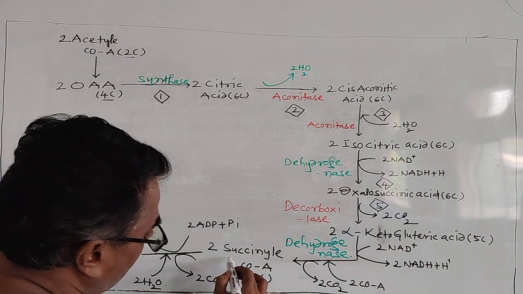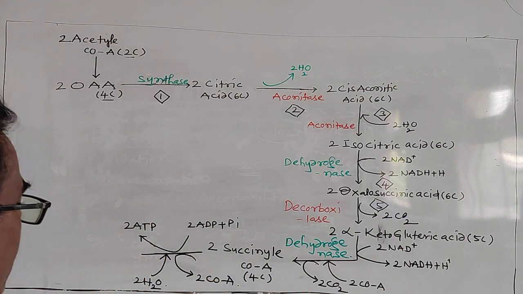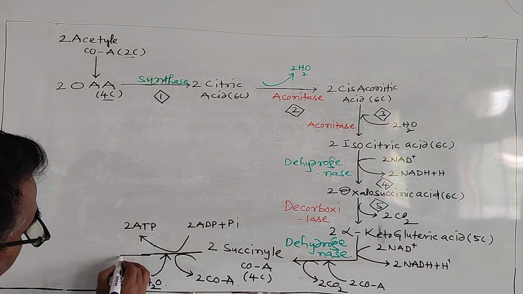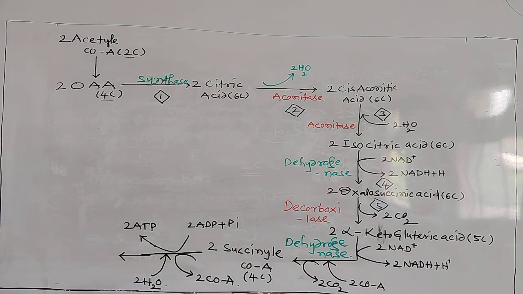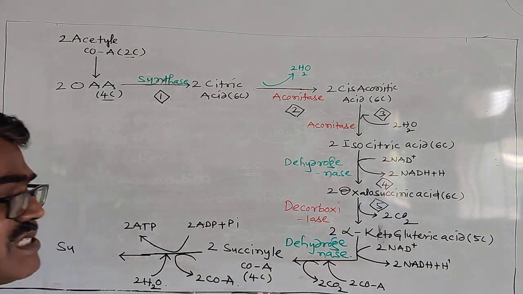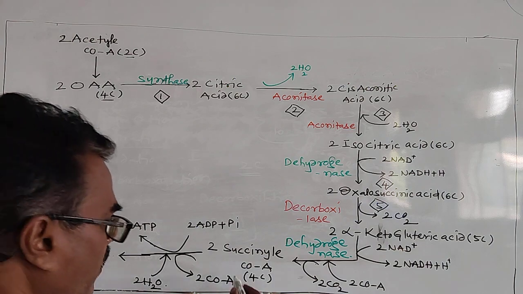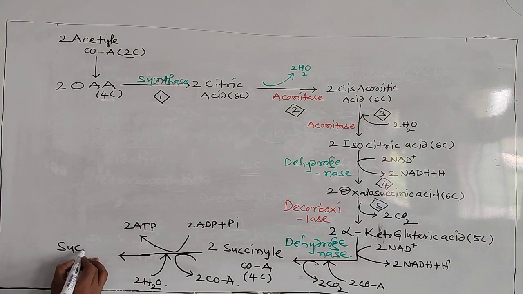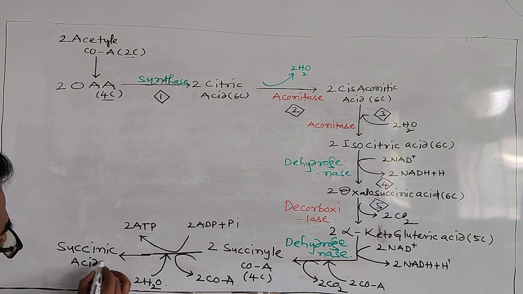So, eliminated from succinyl coenzyme A, resulting in the formation of succinic acid. What is that? From succinyl coenzyme A, the coenzyme A is removed, a decondensation. So which product is forming here? Succinic acid. The succinic acid has 4 carbons.